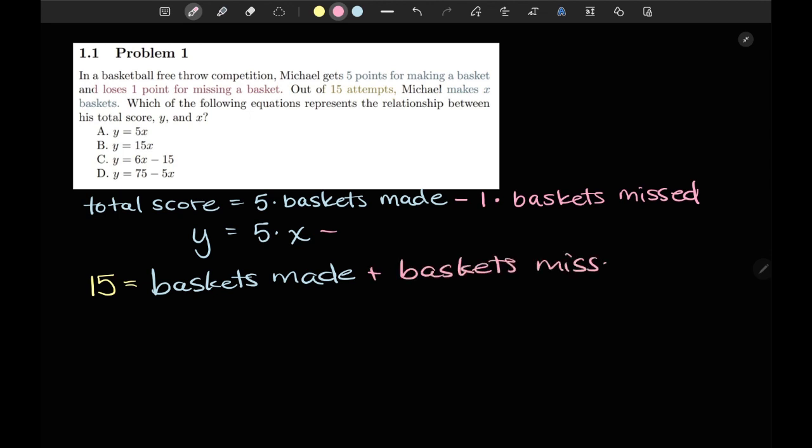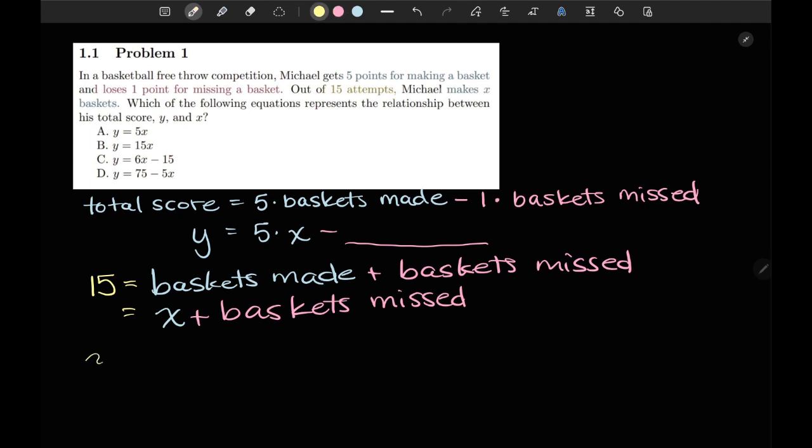And this is going to be the key to filling in the rest of this equation here. Since we know that the number of baskets made is equal to x, then what we can do is subtract it over to the other side where the 15 is to isolate a value for the number of baskets missed. So all of this, subtract x from both sides, and what you're going to get is 15 minus x is equal to the number of baskets missed.